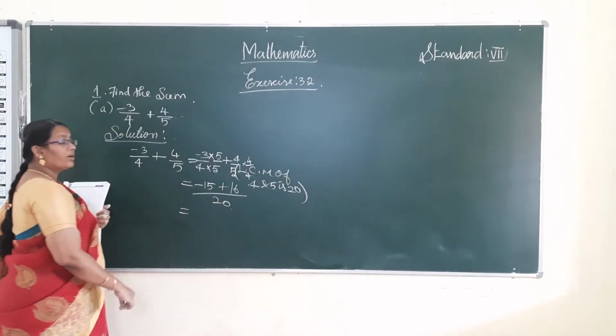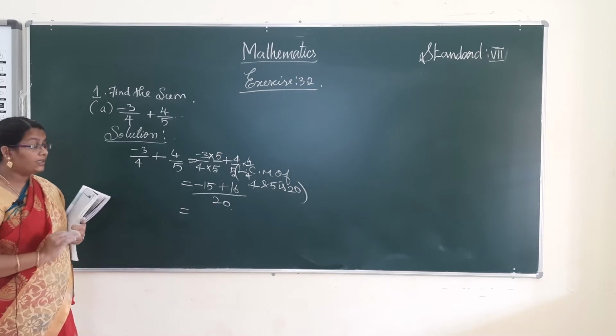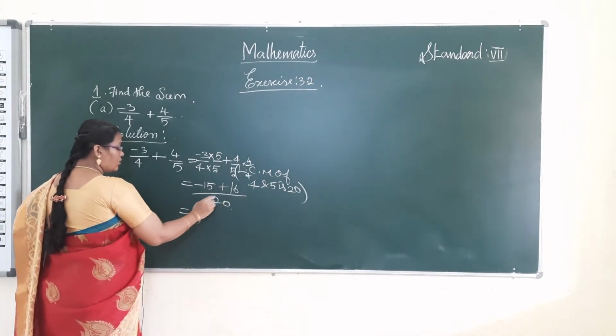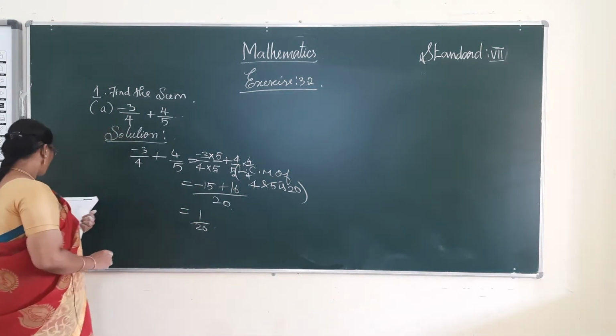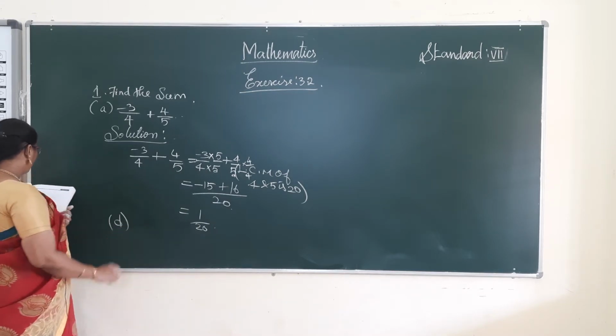Now, two different signs are there. What do we do? Subtract and put the greater number's sign. So subtract, what do we get? 1. The greater number's sign is positive. So plus 1 by 20. That is the answer for the first problem. Okay, and now, do the D problem.